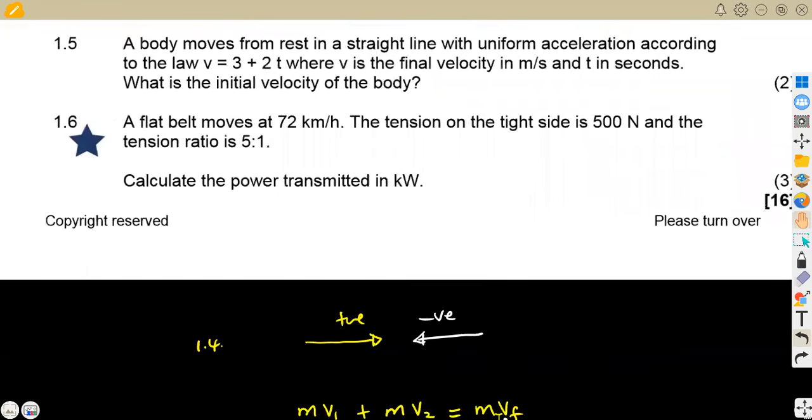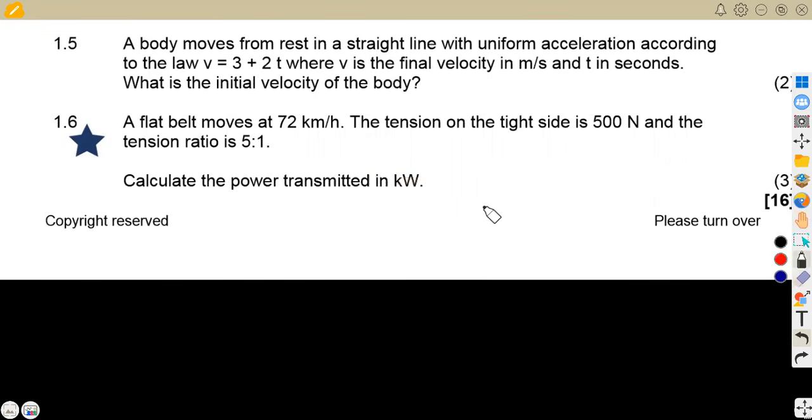Let's get back to question 1.5. I'm just going to remove this part, okay? On question 1.5, we are now given that a body moves from rest in a straight line with uniform acceleration according to the law. So take note, we are given how the body is moving. It's given by the law V is equivalent to 3 plus 2t. This is the formula for the final velocity in meters per second, where t is the time in seconds. Wherever we see t, that's the time in seconds.